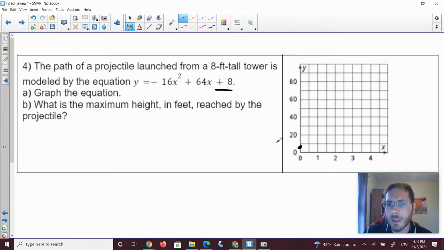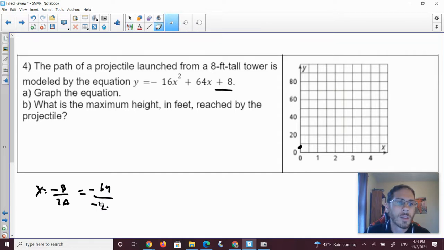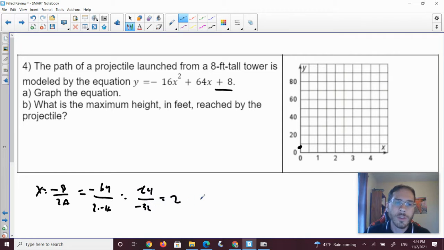If I wanted to do it by hand, what I would do next is get the vertex. We could do that, that's not too crazy. Negative b over 2a is negative 64 over 2 times negative 16, which is negative 64 over negative 32, which is just 2. So we know that the vertex is somewhere at 2, so it's going to be somewhere on that line.